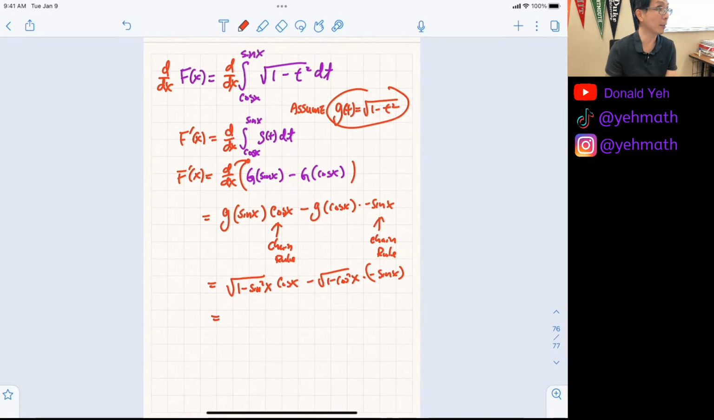Now, I just need to work it out. What is 1 minus sine squared of x? Cosine squared. And the square root of cosine squared is what? Cosine. So you end up with cosine squared of x minus, what's 1 minus cosine squared of x? Square root of sine squared. Sine times sine. Negative negative. Sine x times sine x. This is sine squared of x, right? Yes. That's one. The answer is 1.